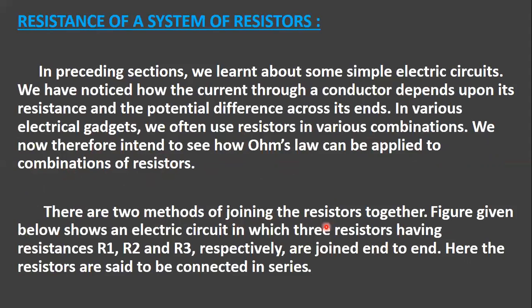There are two methods of joining resistors together. The figure given below shows an electric circuit in which three resistors having resistances R1, R2 and R3 respectively are joined end to end. Here the resistors are said to be connected in series. We will use three resistors having resistances R1, R2 and R3, joined end to end.